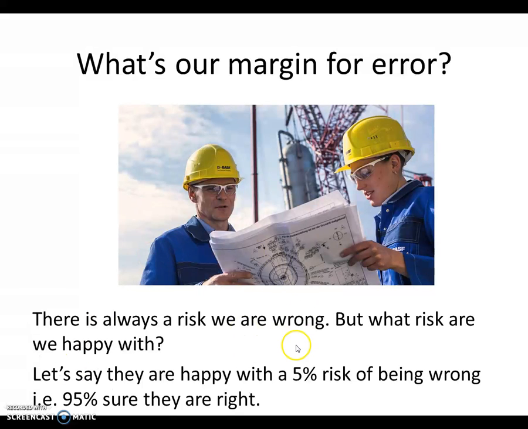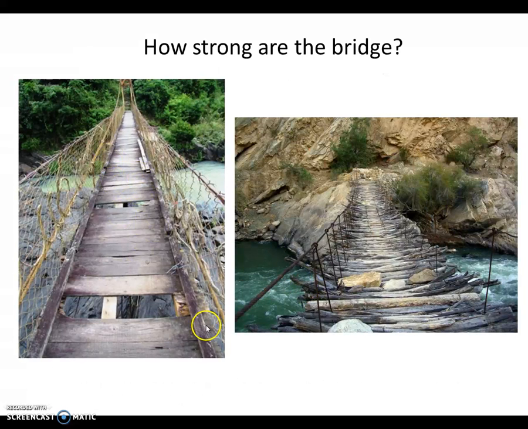There's always a risk that you're wrong. What's our margin for error? They're going to decide beforehand what risk are we happy to take as a group crossing that water. Okay, there's always a chance, even with the best built bridge in the world, there's always a chance it'll collapse. There might be an earthquake on the way across, you might not be able to see some of the cracks, whatever, there's always a chance. But what risk are we happy with taking?